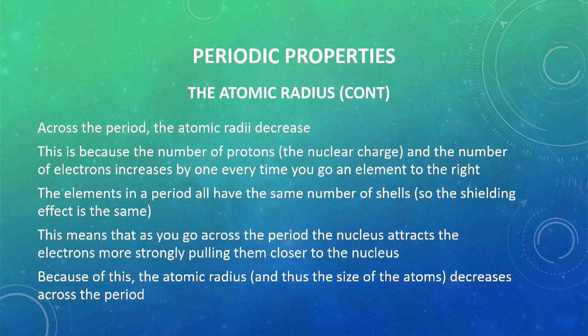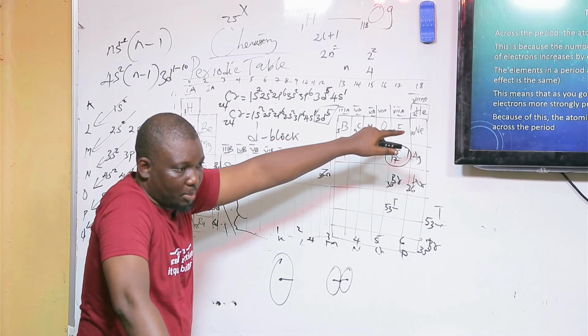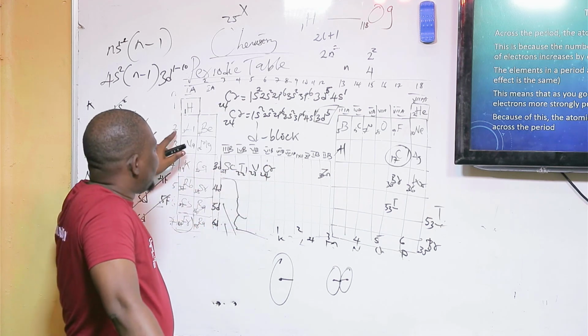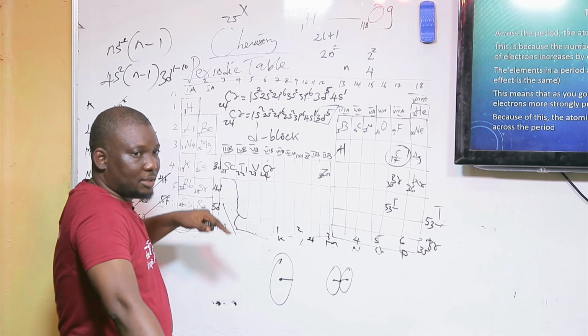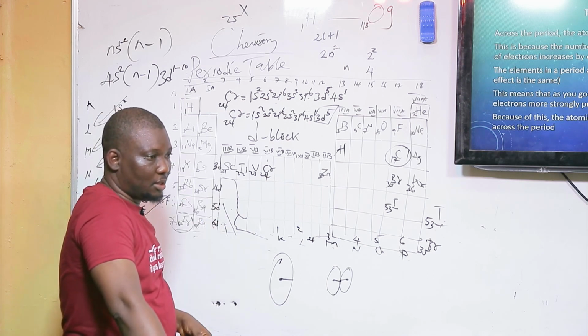Then, across the period and down the group, what happens to atomic radius? What happens to atomic radius across the period? Across means, let's use period 2. Lithium, beryllium, boron, you know what I mean now. What happens to the size of the atom going across the period? Is the size of the atom increasing or decreasing? Size of atom, or atomic radius, decreases.